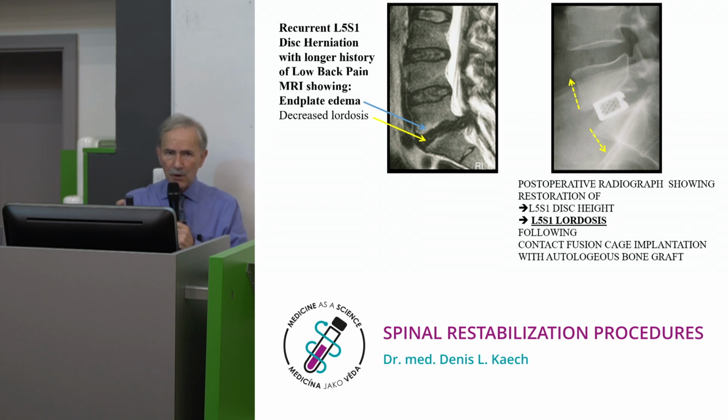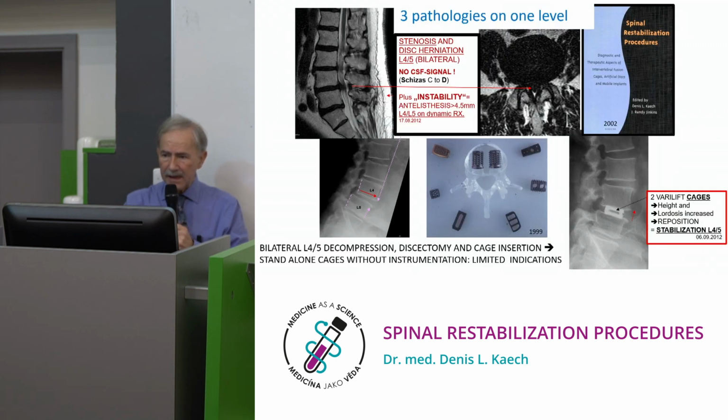It's not suitable for every case. We have 3 pathologies on one level. You see here CSF. The cord stops here at L1, L2. Cauda equina fibers. Here it is stenotic. And axial view, CT scan, shows that here it is black. You have no CSF in the spinal canal. Dynamic X-ray shows you that it is mobile, that you have instability, radiological instability.